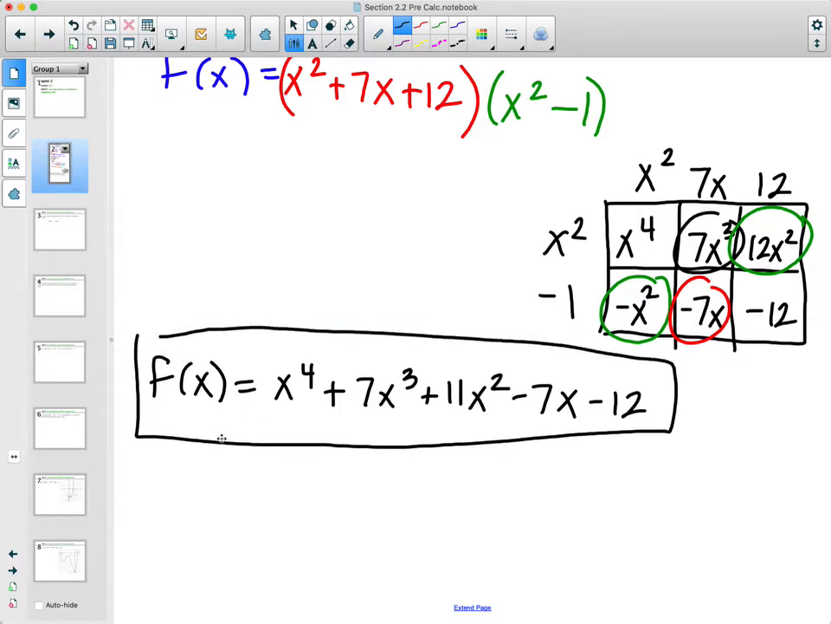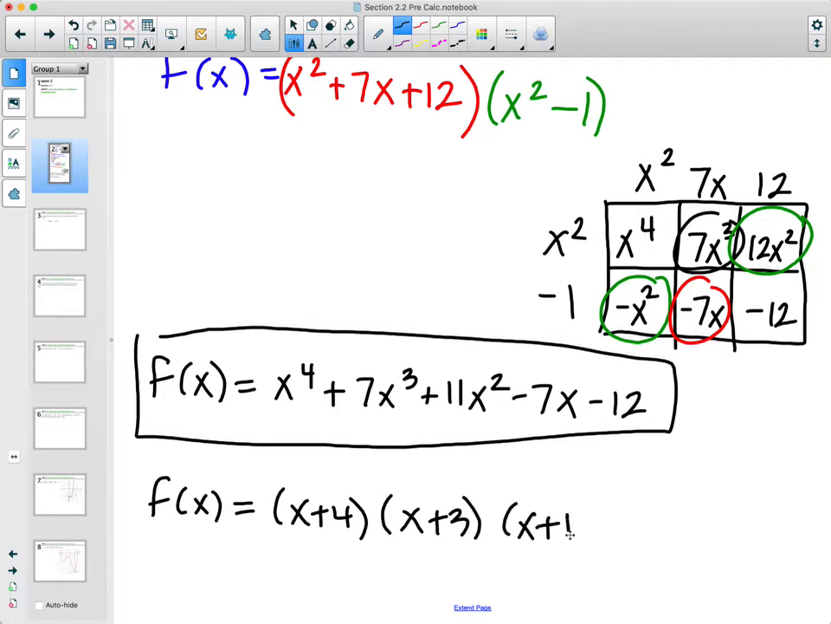And then one thing I like to do is actually graph this, and compare it to the factored form that we wrote. So we had x plus 4, I think, x plus 3, x plus 1, and x minus 1. I'll graph this and this on the same graph in Desmos and see that the graph overlaps itself exactly, just to make sure that I didn't make any algebra mistakes.